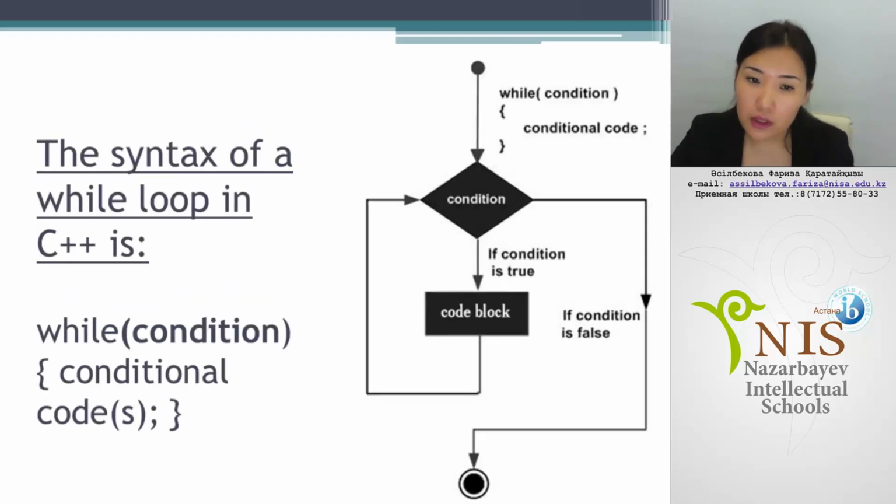Next, the syntax of a while loop in C++. You write while, and while consists only of a condition, and the body of while consists of the conditional code. Here, the picture shows you how a while loop works. First the condition; if the condition is false, it breaks. If the condition is true, the conditional code will work until your condition is no longer true. If you feel that it's important, you can write it down in your copybooks.